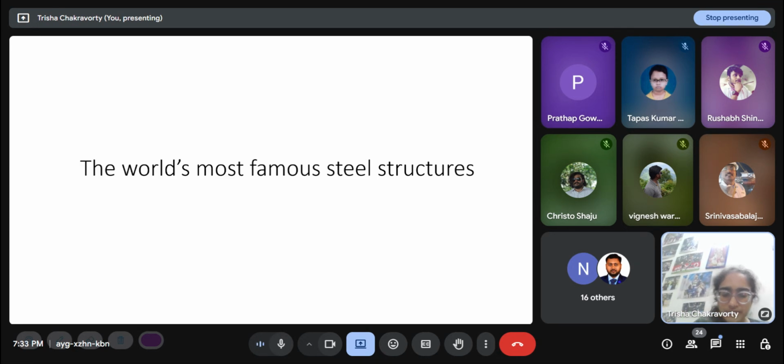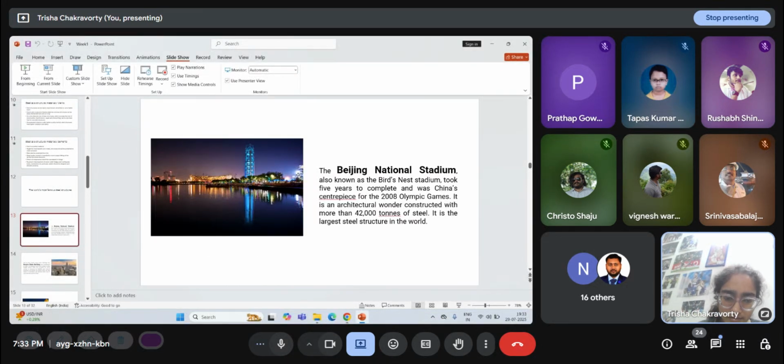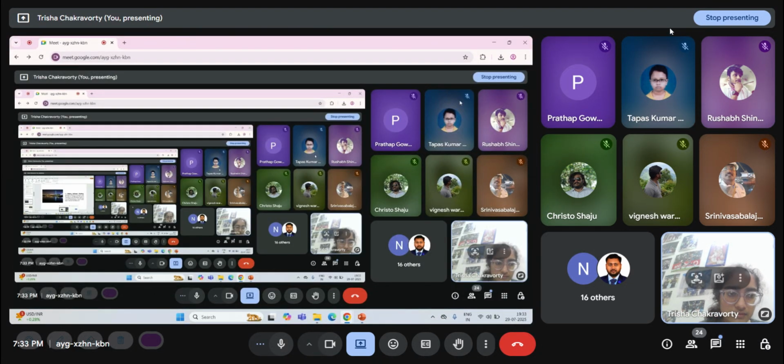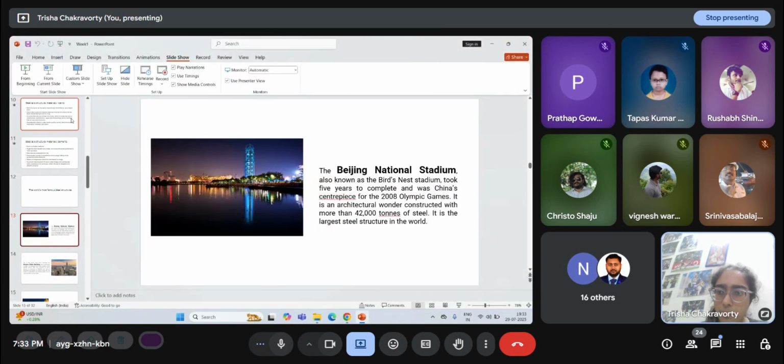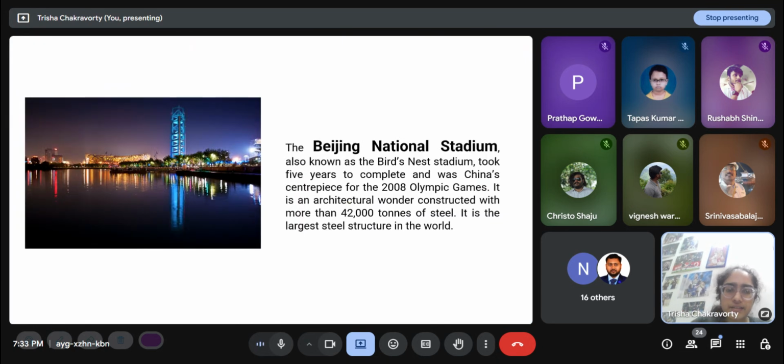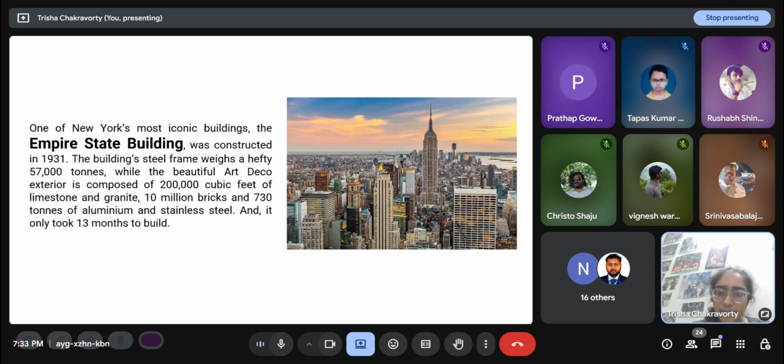We'll just look at some of the world's most famous steel structures. The Beijing National Stadium, also known as the Bird's Nest Stadium, took 5 years to complete and was China's centerpiece for the 2008 Olympic Games. It is an architectural wonder constructed with more than 42,000 tons of steel, and it is the largest steel structure in the world.